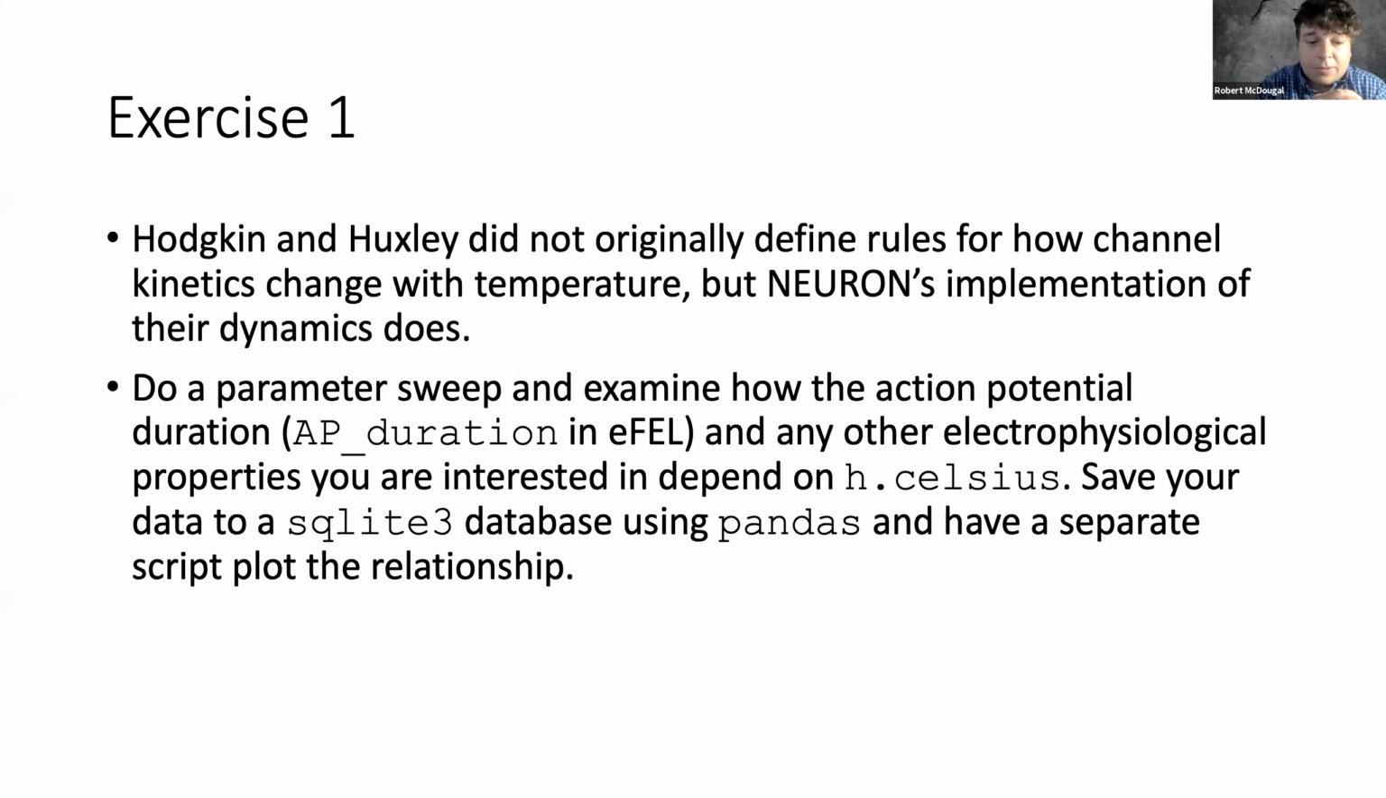Use whatever reasonable geometry you think, but do a parameter sweep on it and examine how, let's say, the action potential duration or any other electrophysiological properties that you're interested in depend on h.celsius. And while you're doing this, save it to a database using Pandas and use a separate script to actually plot the relationship. This is extremely important, to be able to assess parameter sensitivity, because you often don't know the parameter values.